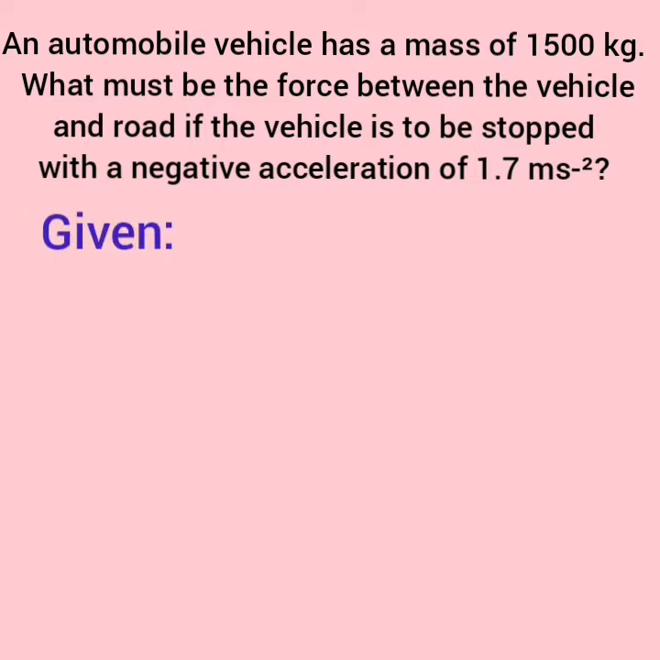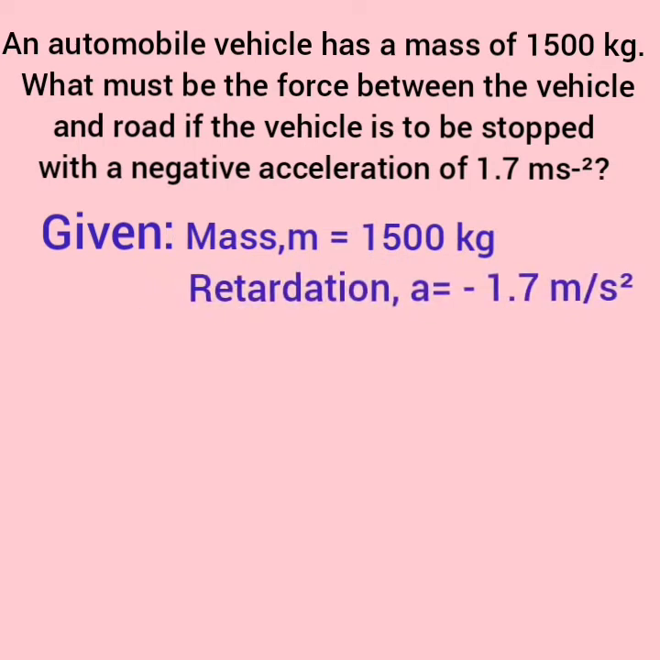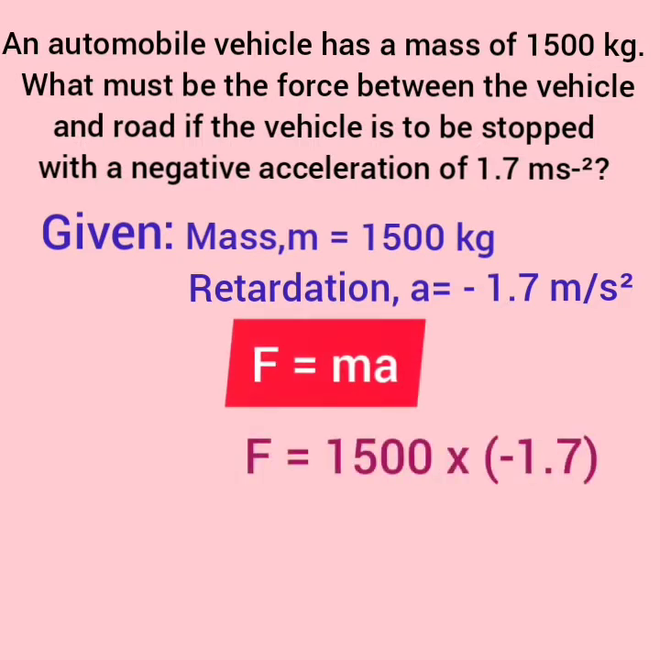Let's write what is given in the question. The mass of the vehicle is given, which is 1500 kg, and negative acceleration, that is retardation, is given, which is minus 1.7 meter per second square. We are asked to calculate force. Let us recall that the mathematical expression of second law of motion is F is equal to ma. So it's a direct substitution of the values. Substitute the values of m and a, multiply, find the value of force.